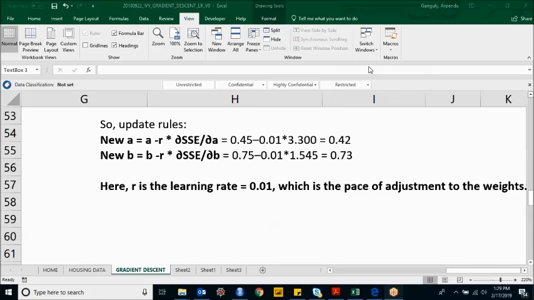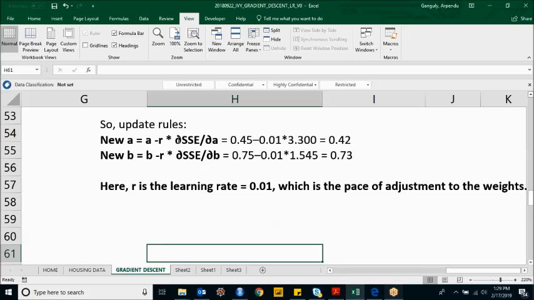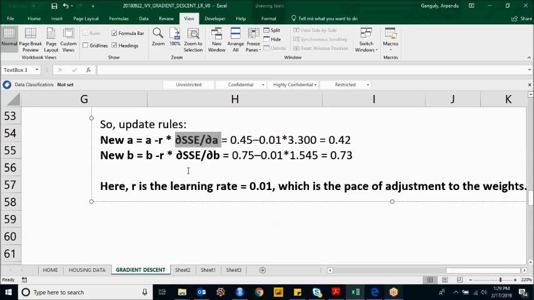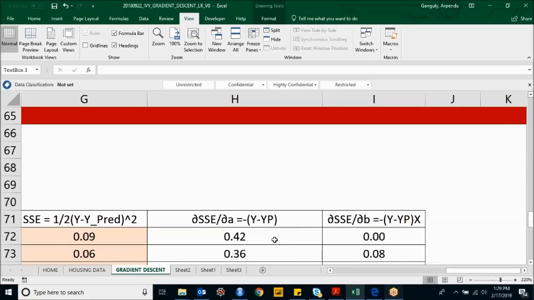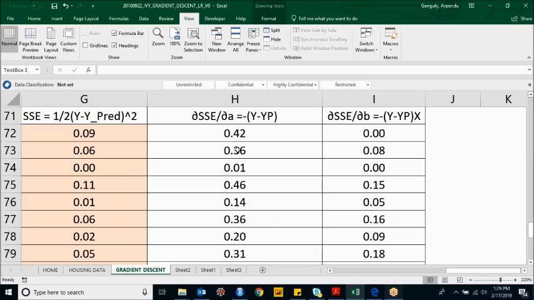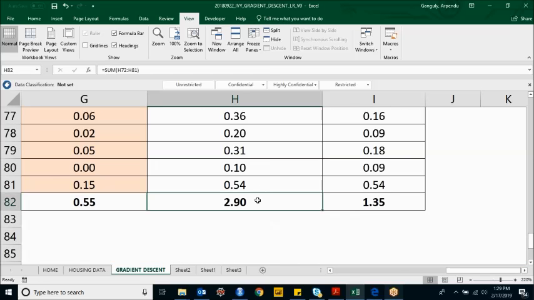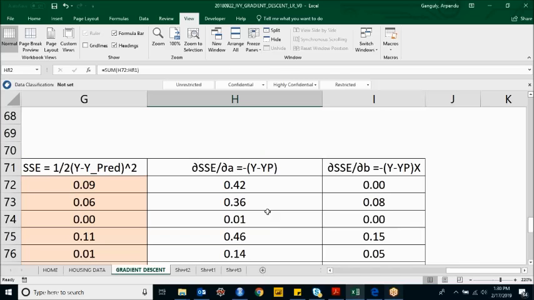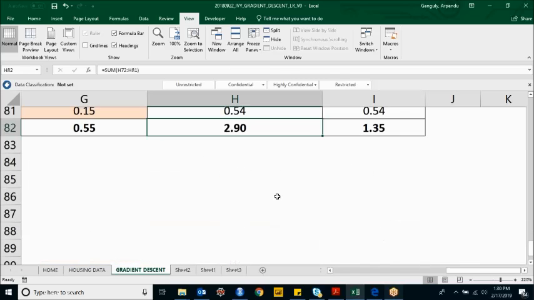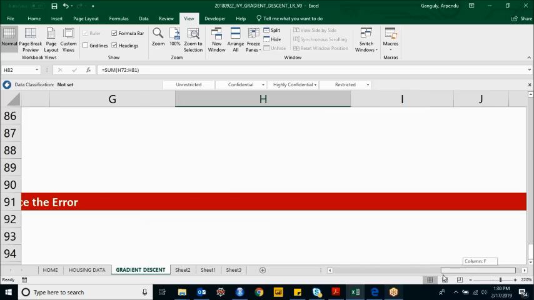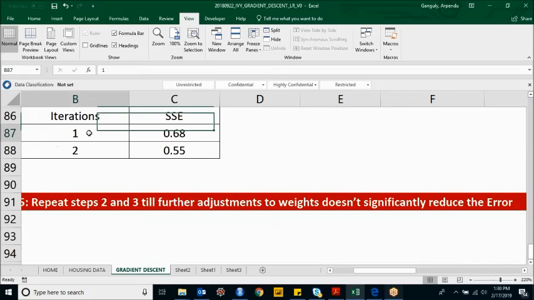The new gradient is being calculated here, delta SSE by delta A. It will always be calculated again, then your new delta SSE by delta A will come, right? So this is again the new gradient. Again, this will update your alpha and beta, and that's how it will keep on updating until your sum of square is minimized. So this is how the iterations will look.